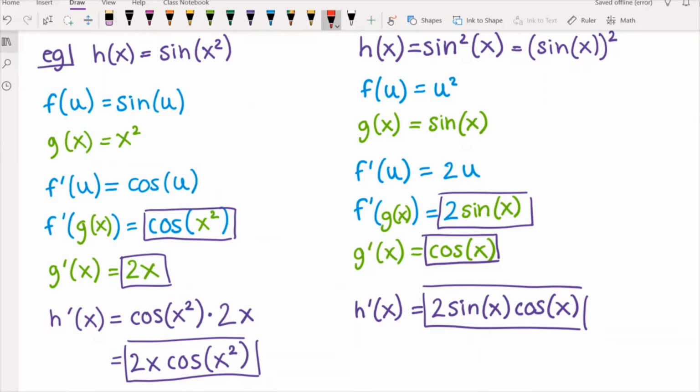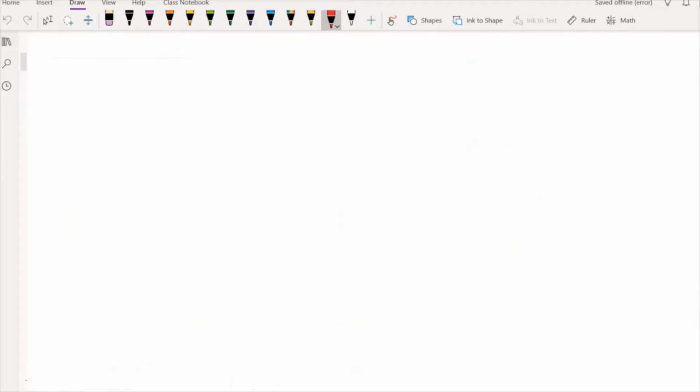All right, so I want to show you one other special case for the chain rule. So basically, there are certain cases where the chain rule comes out simpler than it has in a lot of these other examples. And so I just wanted to show you a few examples of that. So let's look at one example to start with. Let's say that our function is h of x is equal to sine of x minus 1.